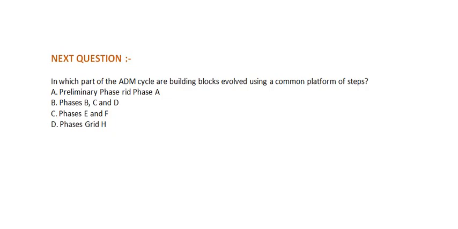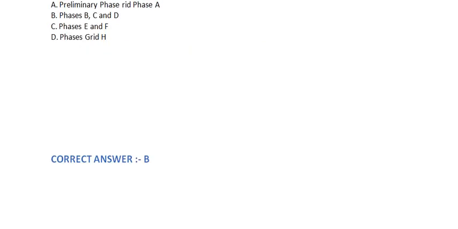In which part of the ADM cycle are building blocks evolved using a common platform of steps? Option A, preliminary phase, through phase A. Option B, phase B, C and D. Option C, phase E and F. And option D, phase G and H. The correct answer is option C.